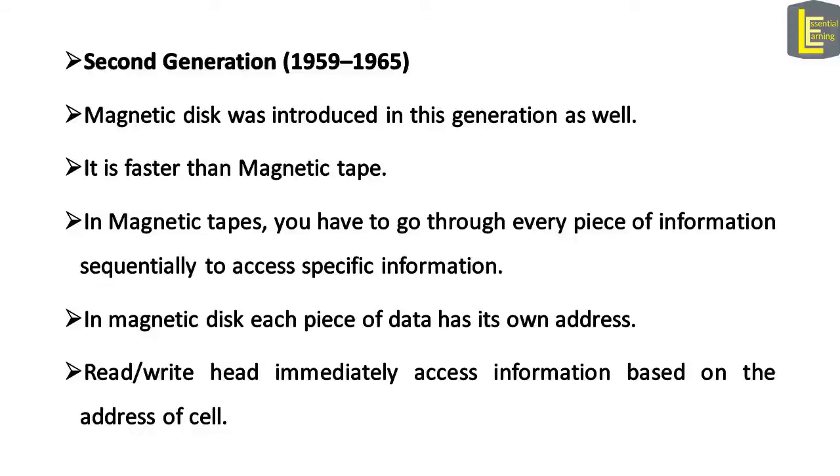In this generation, the auxiliary storage device magnetic disk was introduced. It is faster than magnetic tape. In magnetic tapes, you have to go through every piece of information sequentially to access specific information. In a magnetic disk, each piece of data has its own address. The read or write head immediately accesses information based on the address of a cell.